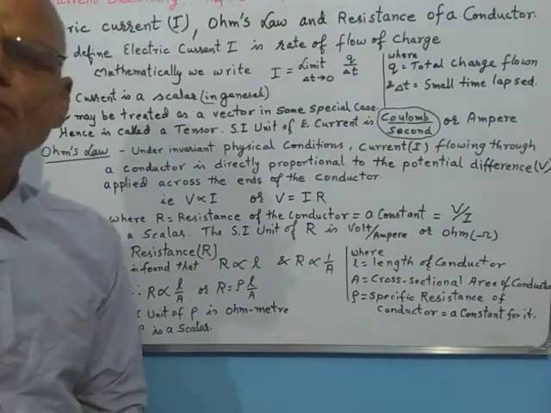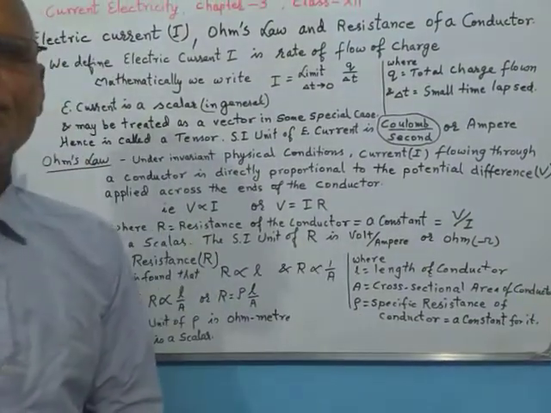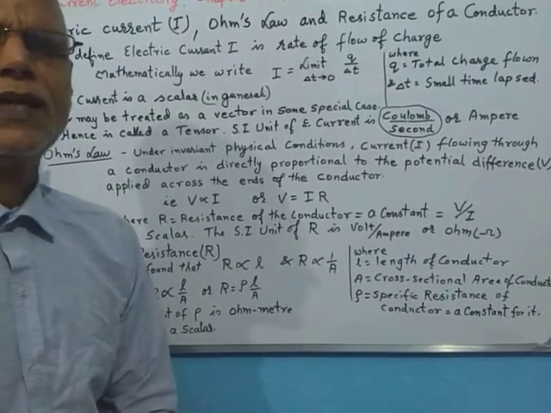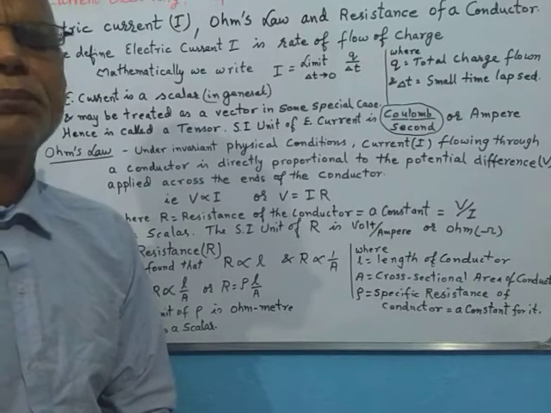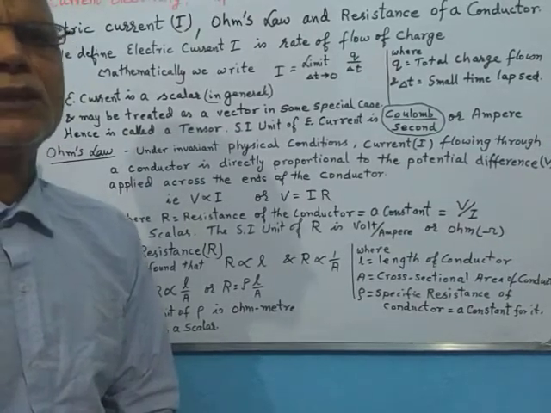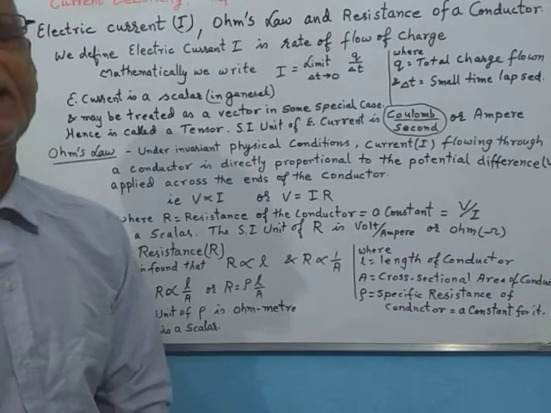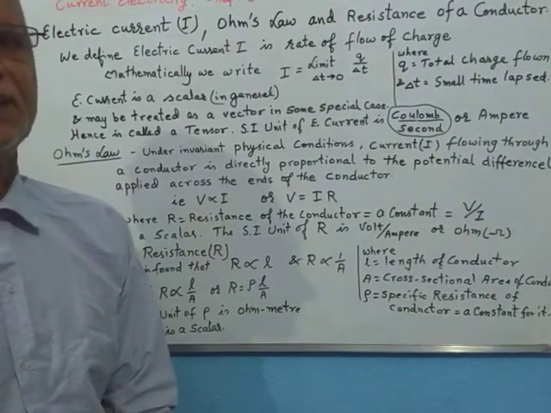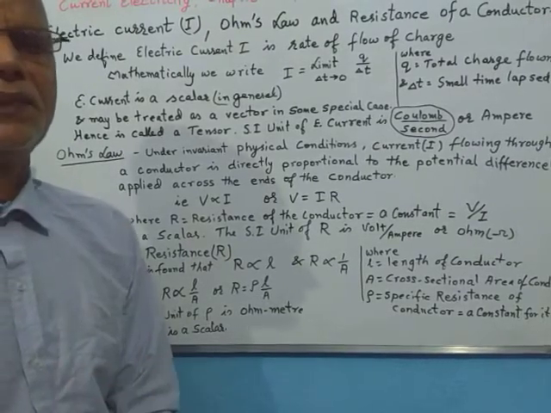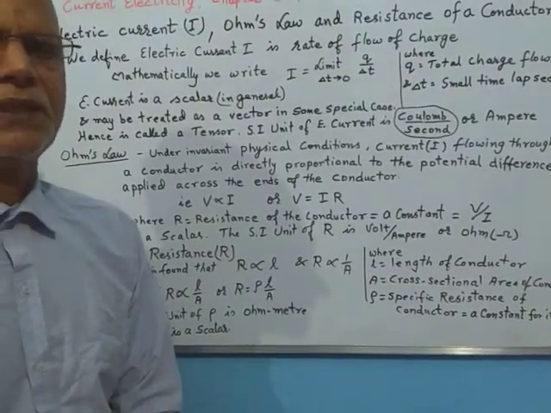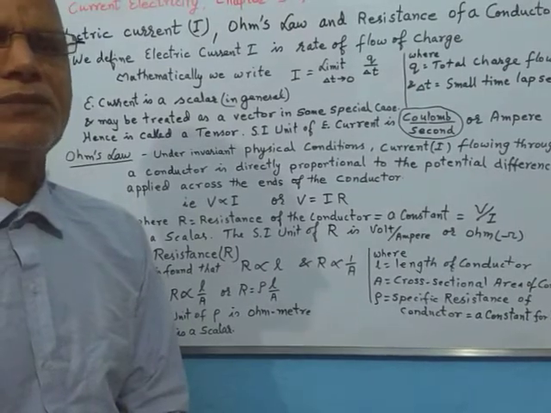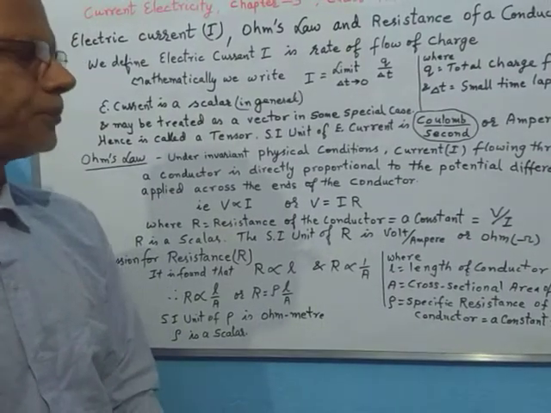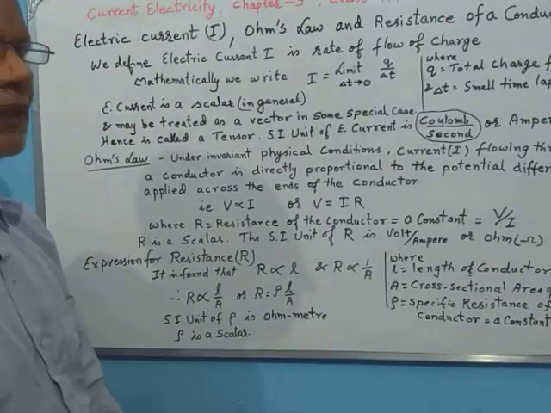Now one more thing we will learn today is that electric current may behave like a scalar in general, but in some cases we need to take it as a vector, and therefore this quantity is called a tensor. Meaning at one time it behaves like a scalar, and in another specific situation it may be taken as a vector. So that's all for electric current.